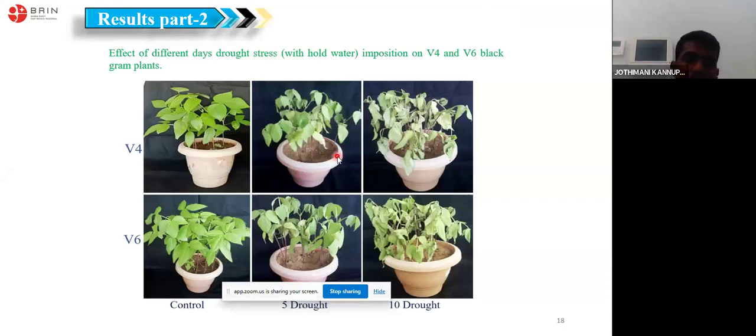This slide, in the result part of part 2, shows the effect of different days of drought stress on 1.4 and 1.6 black gram plants. The 20-day-old plants were treated with 5 and 10 days of drought stress.